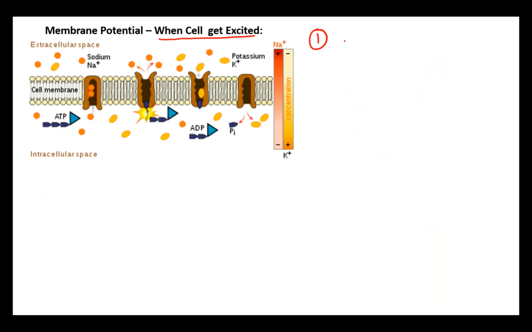So the first process is your Na plus ions. Na plus ions transmit from extra to intra. So this is called influx, and it happens through the sodium pump.